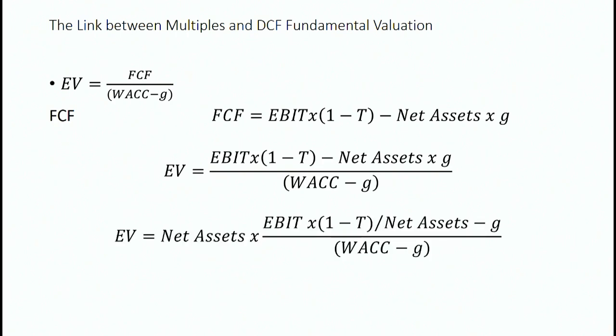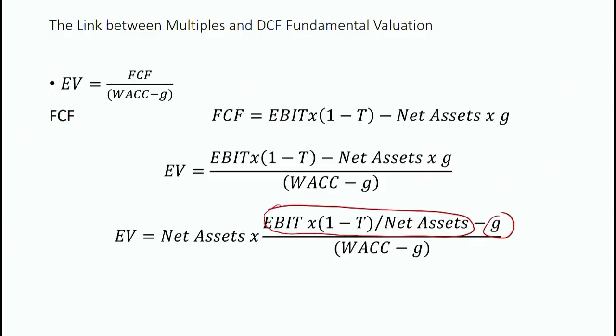Now if we take enterprise value and we pull out net assets, in other words, I take net assets out from up here, what I wind up with is EBIT divided by net assets, minus G, again. So I've pulled net assets out. So in doing that, I wind up with just EBIT divided by net assets. That's going to be very useful for us, because you can see where I'm going in pulling net assets out.